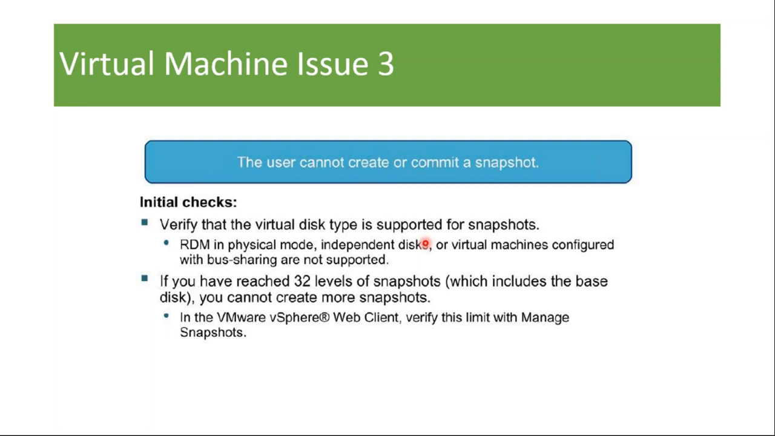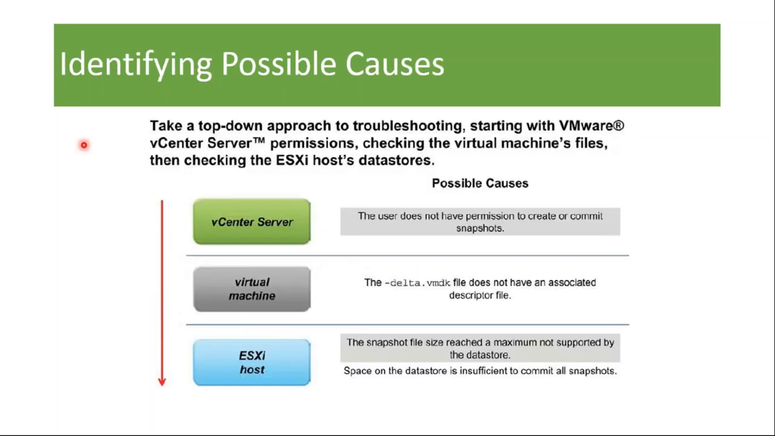Okay, so I'm moving to the next slide. Identify the possible causes to commit a snapshot. Take a top-down approach to troubleshoot, starting with VMware vCenter server permissions and check the virtual machine files. Then check the ESXi host data stores. On ESX, as a top-down approach, we have to validate vCenter servers, so you are having appropriate permissions to commit snapshots or not. You have to check that.